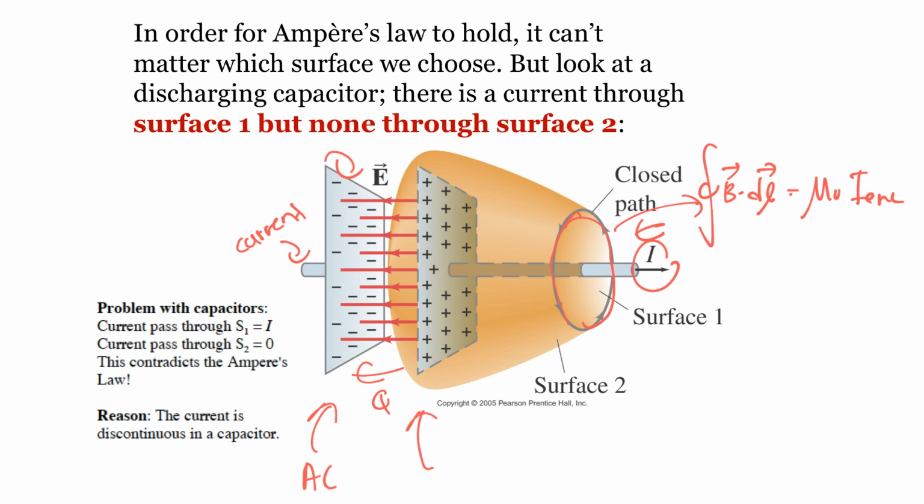So basically, if there's no charge flow between the plates, definitely there will be no current flow between the plates. So this means that for surface 2, we cannot use Ampere's law. However, as you can see, the electric field flows from positive to negative. The conventional current flows from the positive plate into the negative plate.